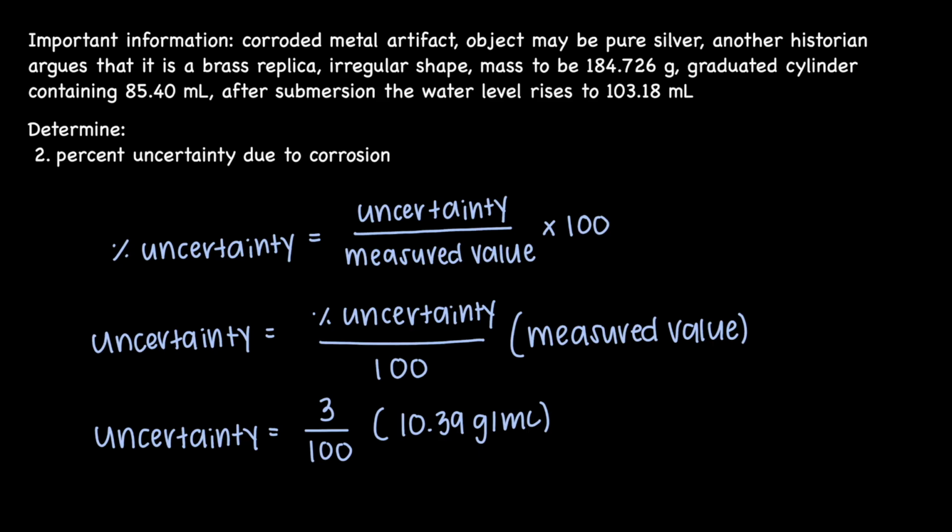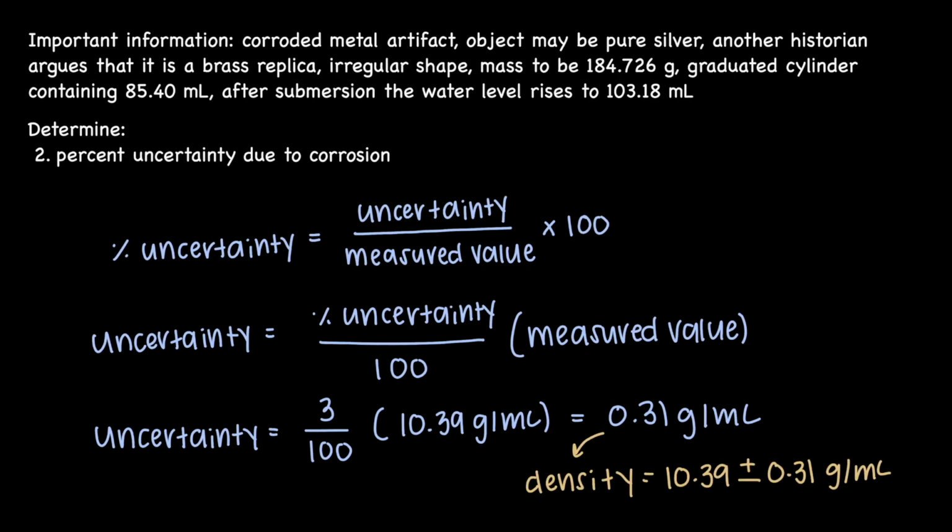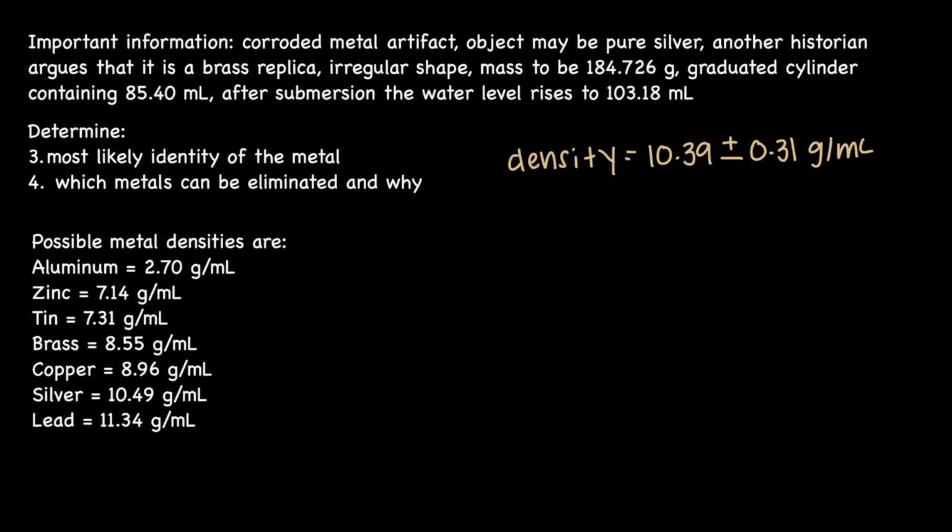Calculating, we obtain an uncertainty of 0.31 grams per milliliter. Therefore, our density is 10.39 plus or minus 0.31 grams per milliliter. Taking the uncertainty into account, the density could reasonably fall anywhere between 10.08 grams per milliliter and 10.70 grams per milliliter. Now let's compare this range to the known densities of the possible metals to determine which metal is the best match.